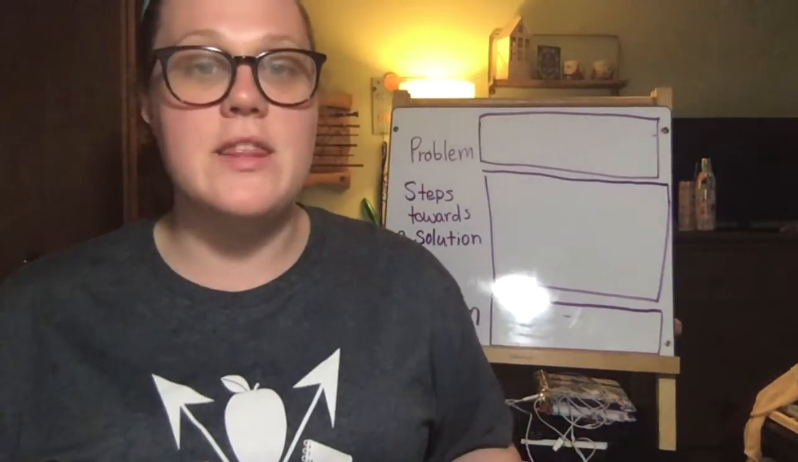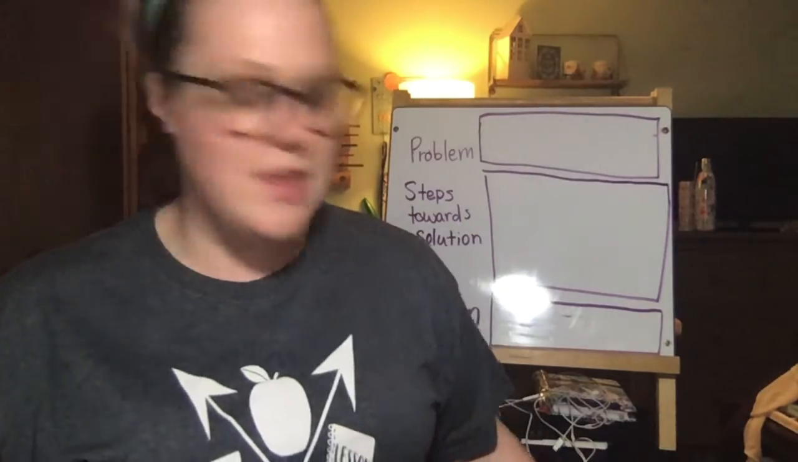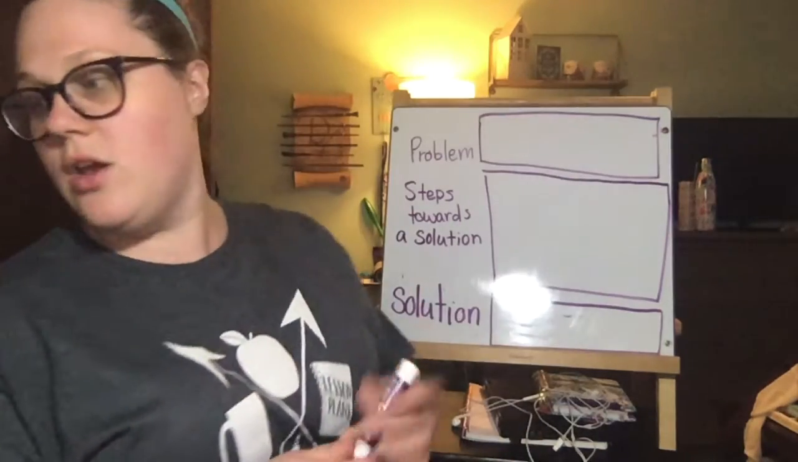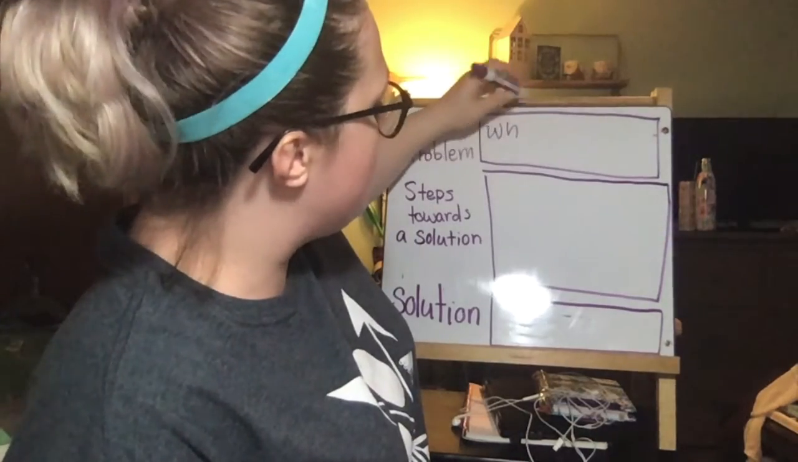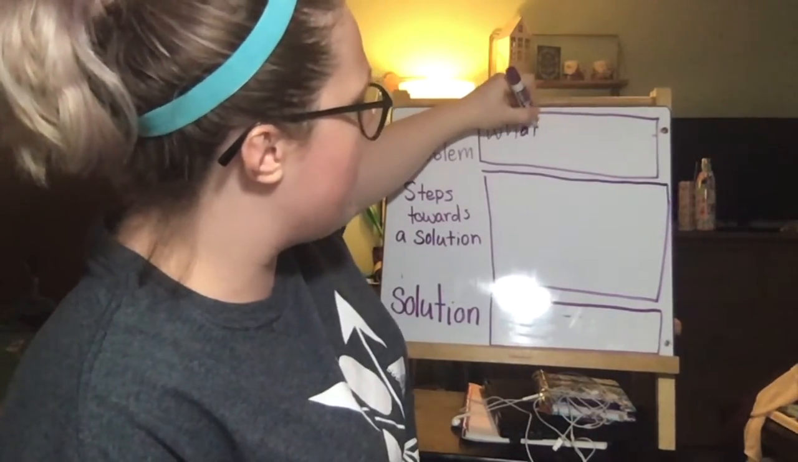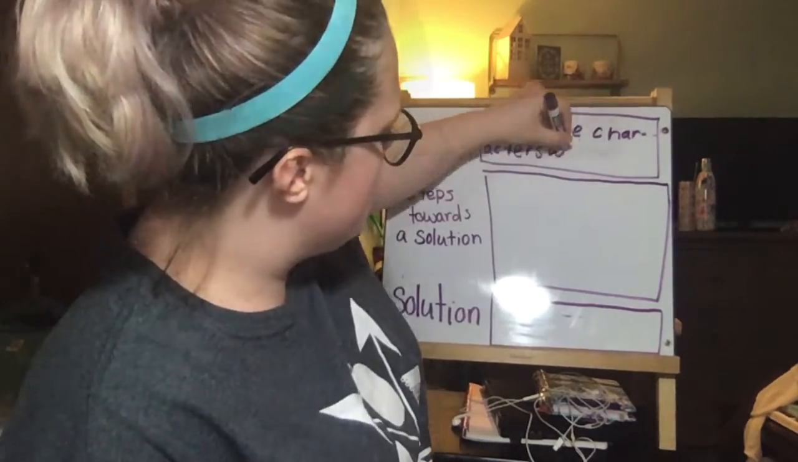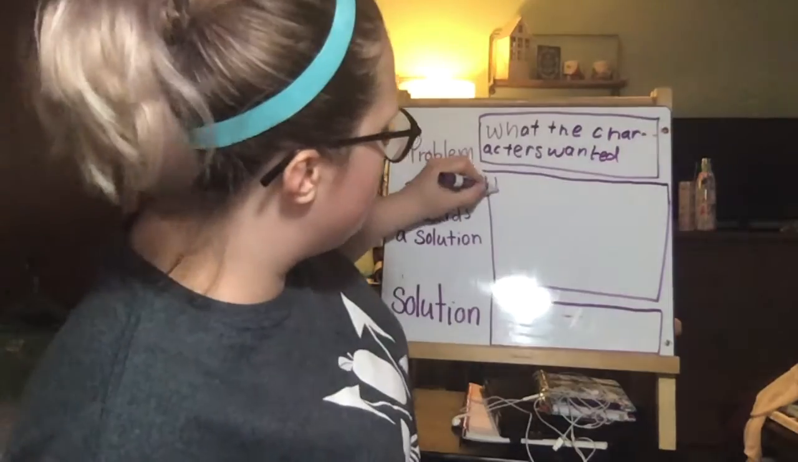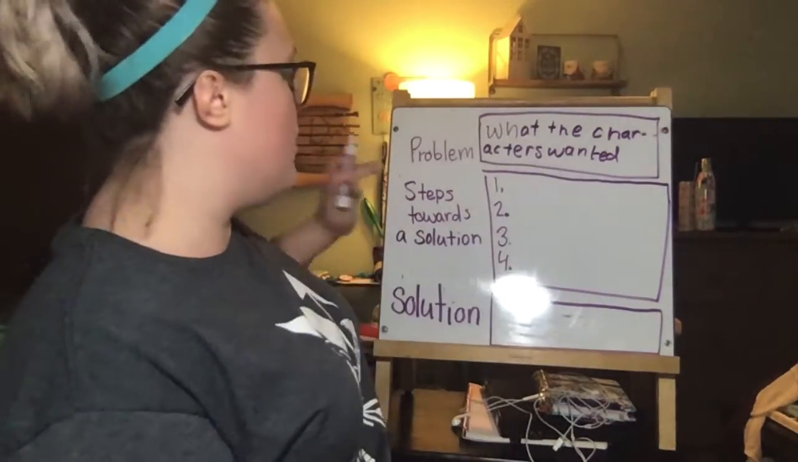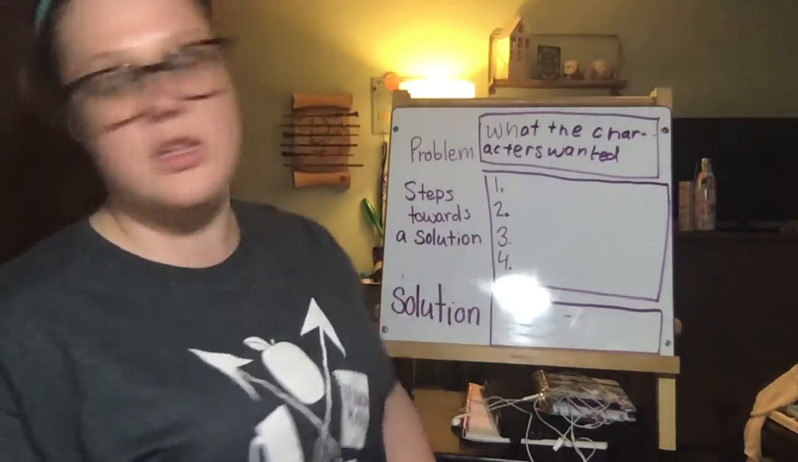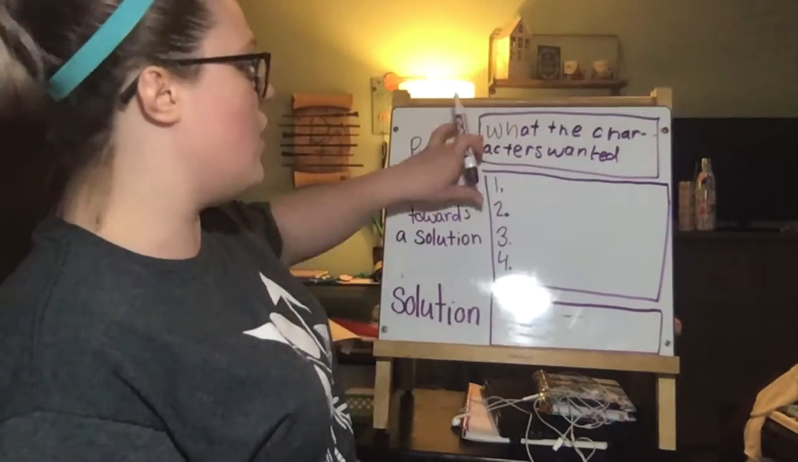So in order to find the problem of a story, we want to be thinking about what it is that the characters really wanted, or what was motivating the characters. When you're taking notes about a story, in this box you want to think about what the characters wanted. Then the steps towards the solution. In this box, you can number your steps, thinking about the different important events that the characters took to find a solution to their problems. And then at the end of the story, you're typically going to find the solution. What did the characters do to solve the problem that they had?